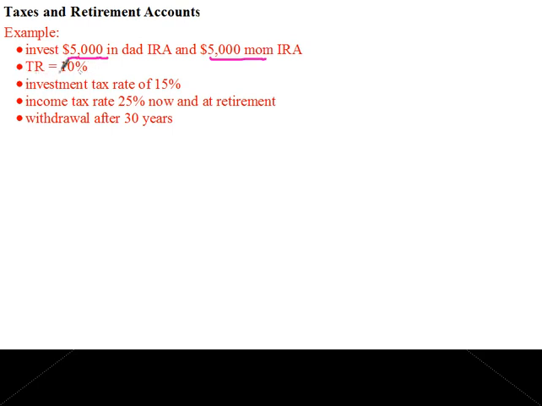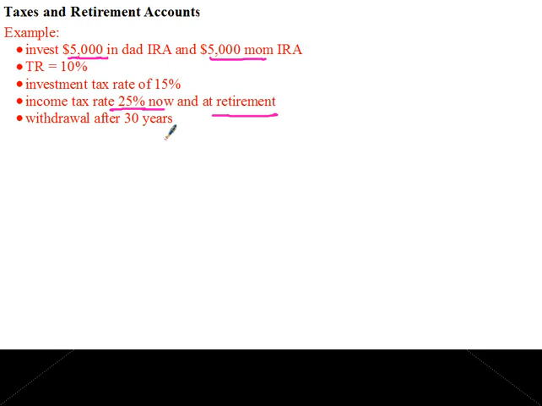Let's assume they get a total return of 10% per year. They face an investment tax rate of 15%, and their income tax rate is 25% now and when they retire. And then finally, they're going to withdraw this money in 30 years. So we want to figure out how much money they will have at the end of those 30 years when they withdraw the money.